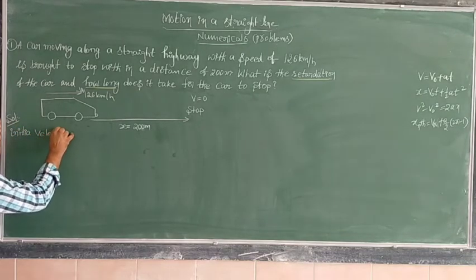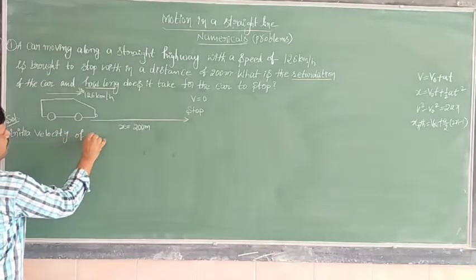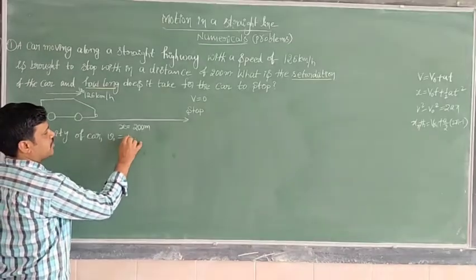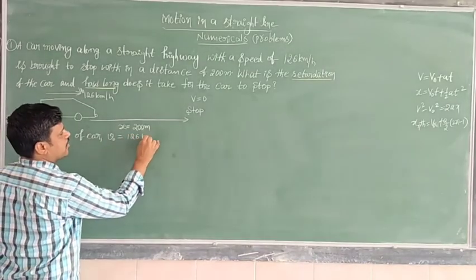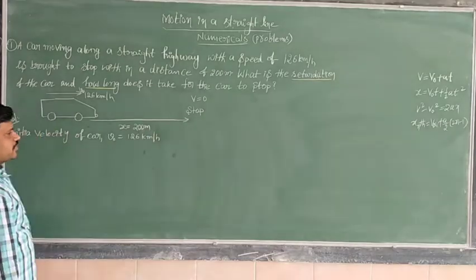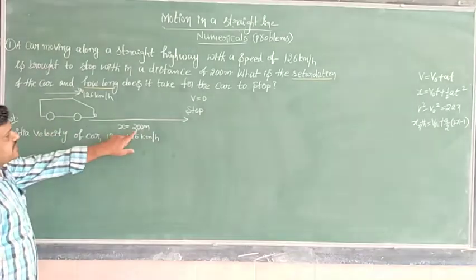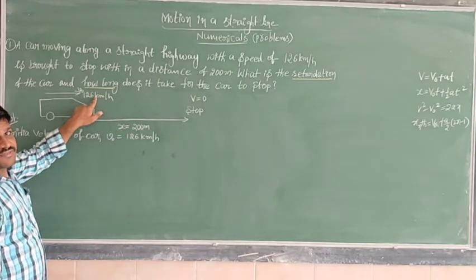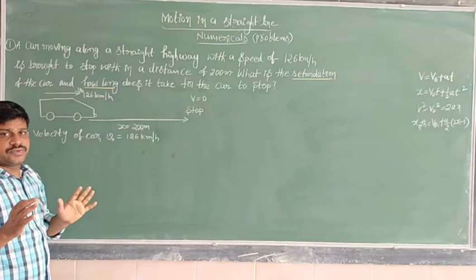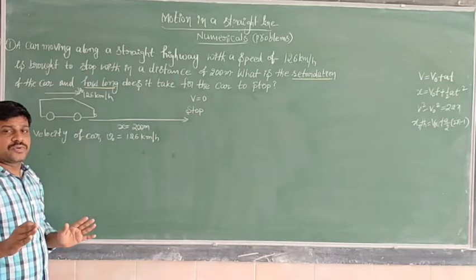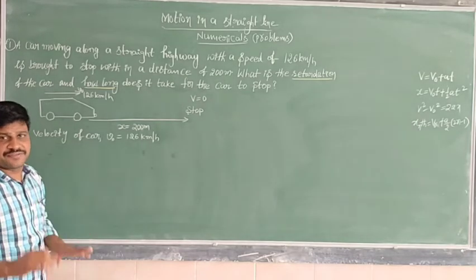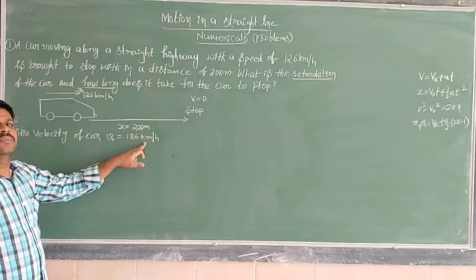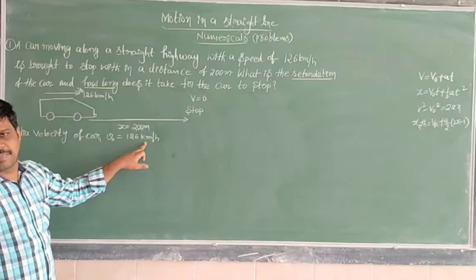Initial velocity of the car. Initial velocity is denoted by the letter v naught. v naught is equal to 126 kilometer per hour. Next, you see here, distance has been given in terms of meter, speed has been given in terms of kilometer per hour. Dear students, always we have to take the values in terms of SI units. Kilometer per hour is not an SI unit, so you must take meter per second.